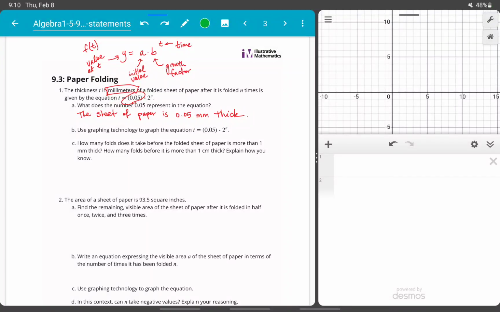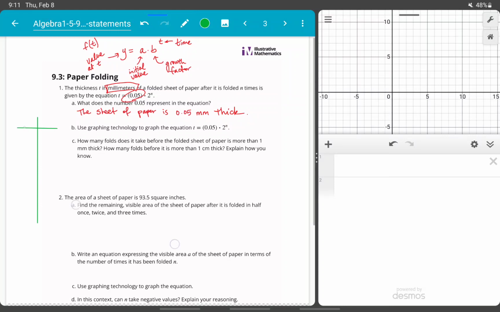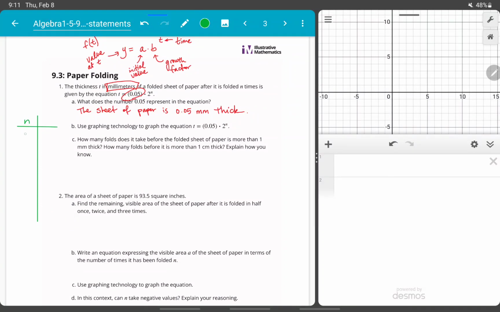Use graphing technology to graph the equation t equals 0.05 times 2 to the n. Okay, we have multiple ways we can do this. One way to start, we could make a table so we can think about what points we're going to be plotting. For our values for n, we can start with 0, we haven't folded it at all yet. We fold it 1, 2, 3, 4, let's go up to 5 times.